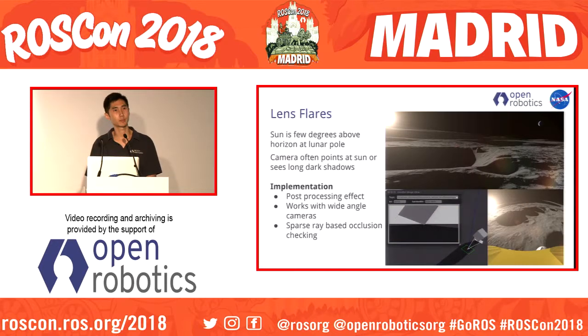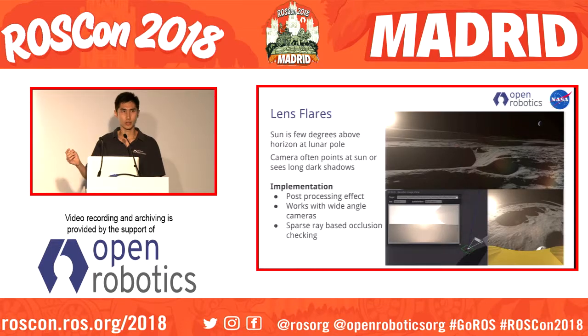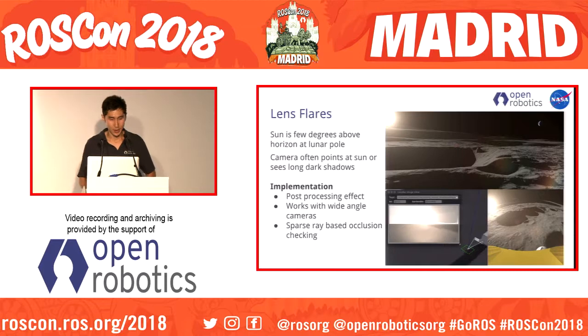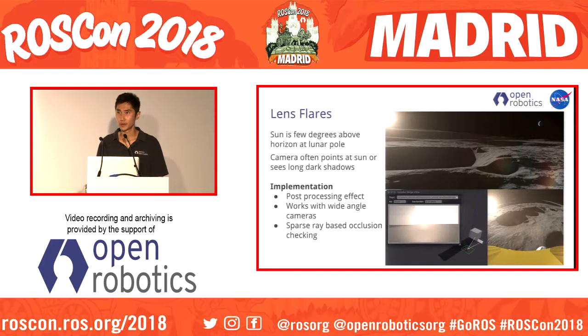It's basically a sensor plugin that you can attach to any of the cameras. We'll look for the first directional light in the world, and we'll put the effect there. It's just a post-processing effect like the ones you see in games. It's not physically based, so basically you have an image, and then you just overlay the effect on top of it. But it works with wide-angle cameras too. They're using wide-angle cameras for the hazard cameras, so you see that on the bottom right there.